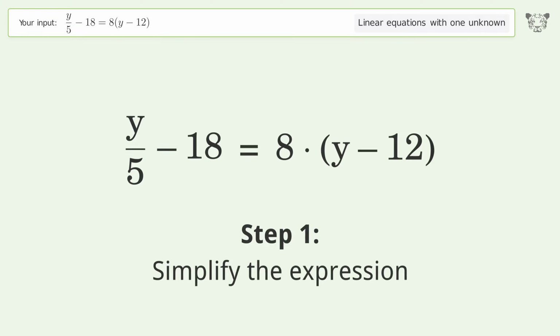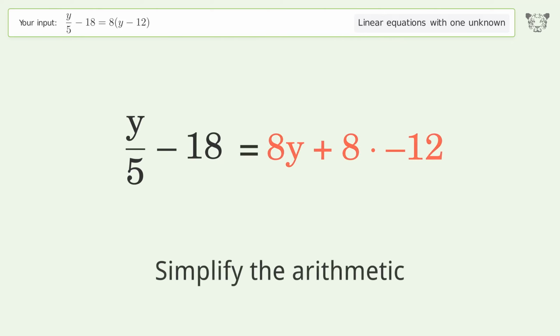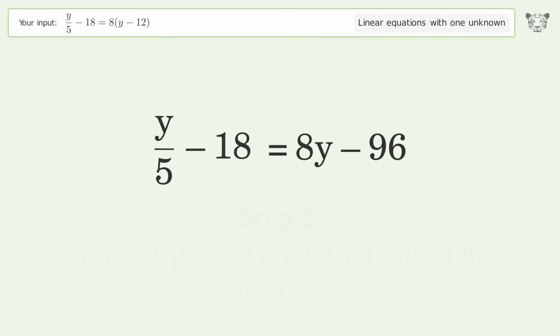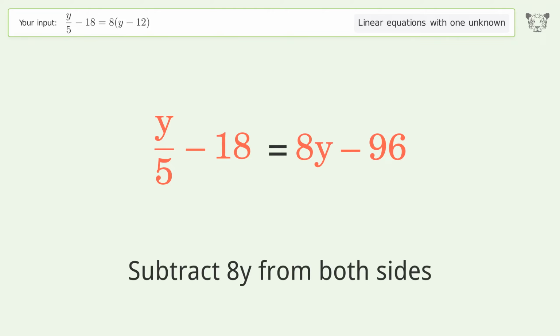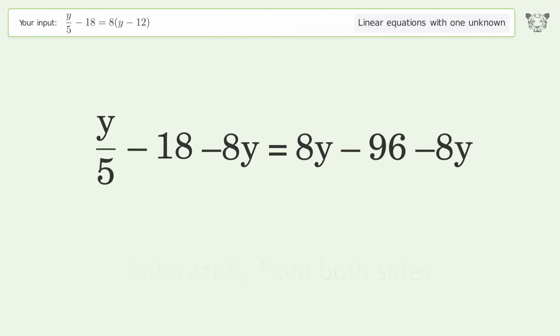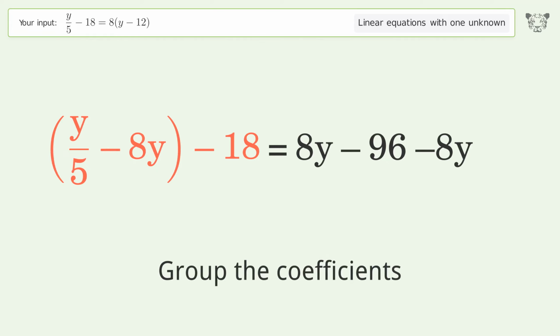Simplify the expression. Expand the parentheses. Simplify the arithmetic. Group all y terms on the left side of the equation. Subtract 8y from both sides. Group like terms. Group the coefficients.